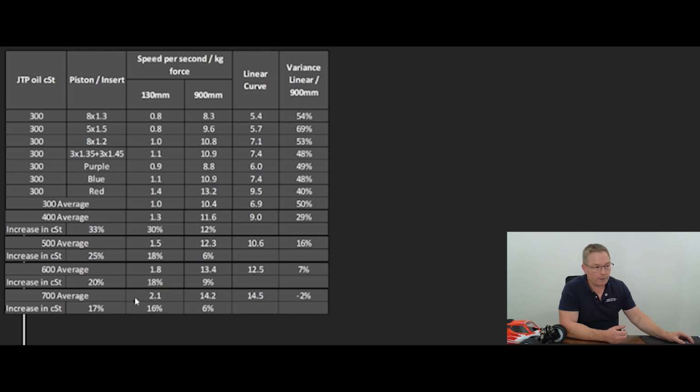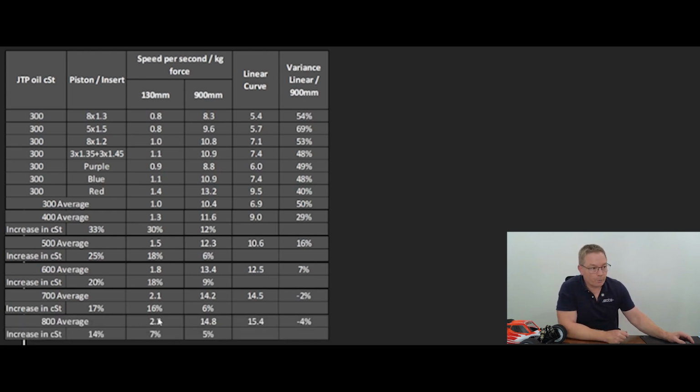This one was an anomaly. Linear track here, 2.1, 6% return. So our net return on our higher CSTs in the high velocity area is not as good. And on a linear theoretical curve, we're now under it. So you could say we're digressive. I'll call it linear.